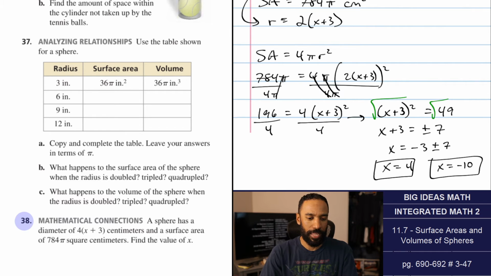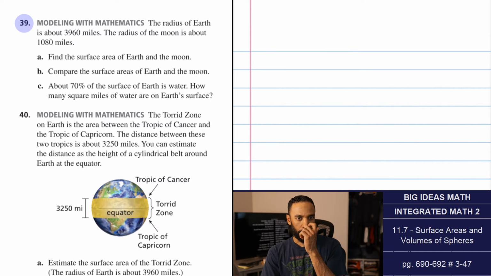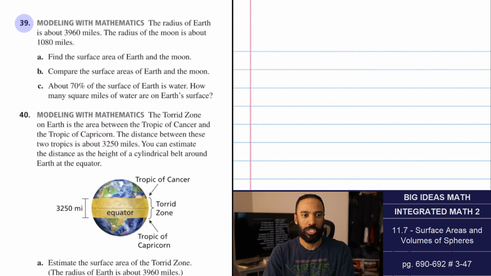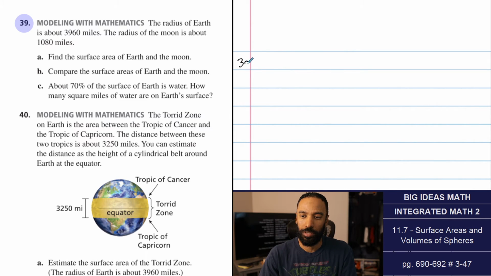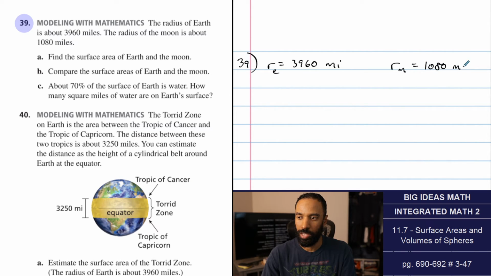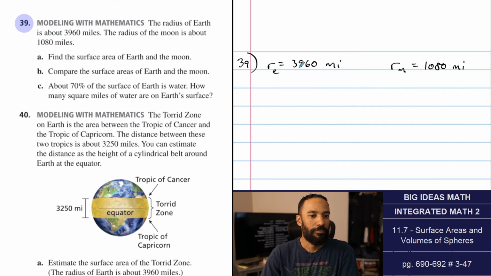Okay, let's move forward into number 39. Modeling with mathematics, we have the radius of the Earth is about 3,960 miles. Remember when I said about 4,000? So there we go, on point, radius equals 3,960 miles. The radius of the moon is about 1,080 miles. That's actually a pretty good size. Find the surface area of the Earth and the moon.